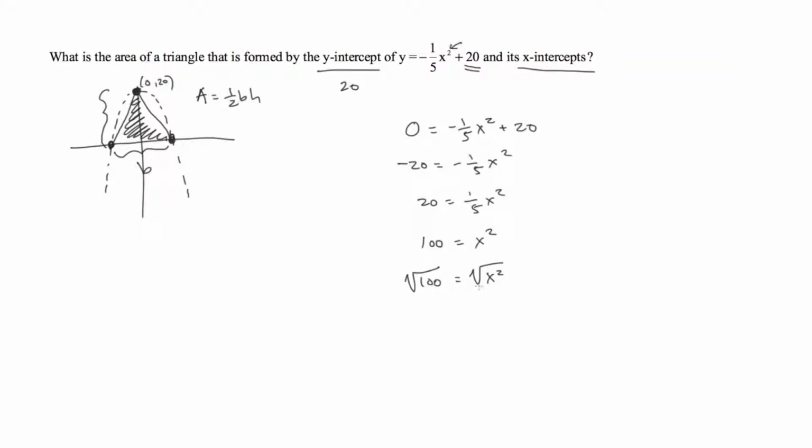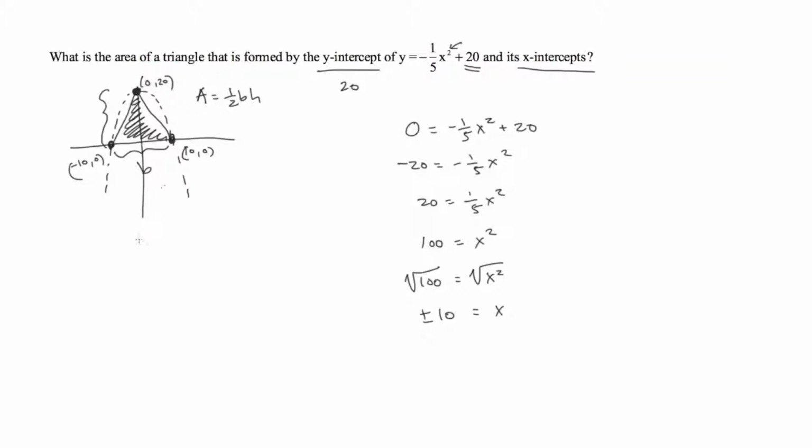Now remember, when you take the square root of a number, it turns out to be the positive and negative versions. So x in this case will equal positive or negative 10, because positive 10 squared is equal to 100, and negative 10 squared is also equal to 100. So now we have our x values. Here will be 10, 0, and here will be negative 10, 0.